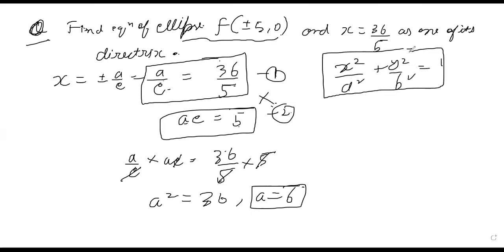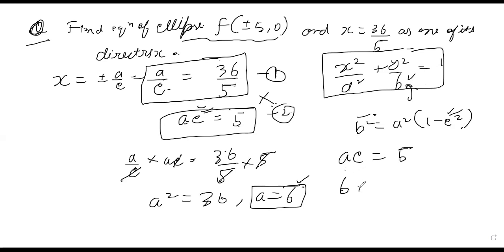So can you tell me the further step to find the value of B? Now we know the value of A. We use B square equals A square times 1 minus E square, but we need to find E also. We can find E from AE equals 5: A is 6, so 6 into E equals 5, so E equals 5 by 6. But there is also no need to find this.